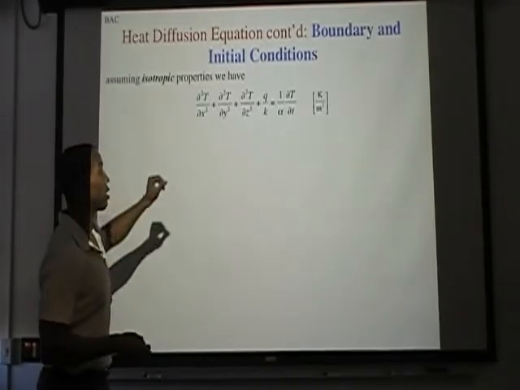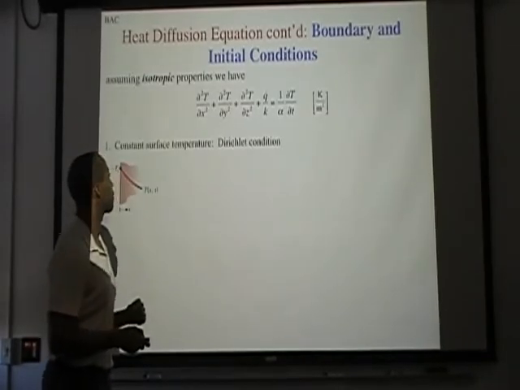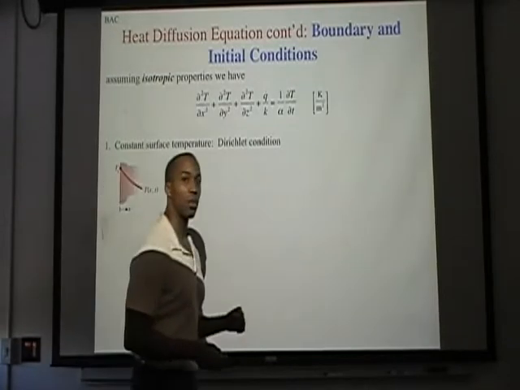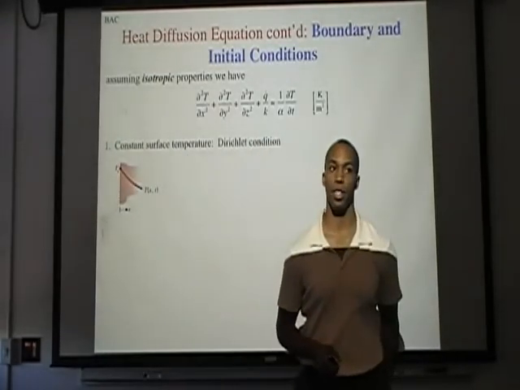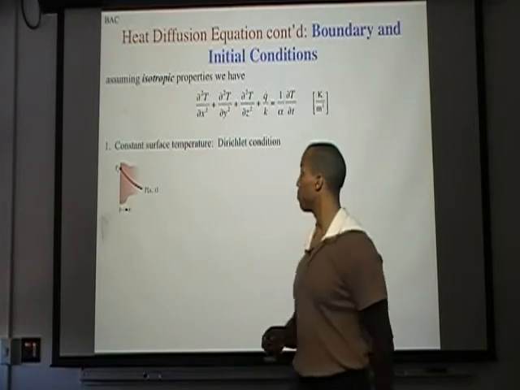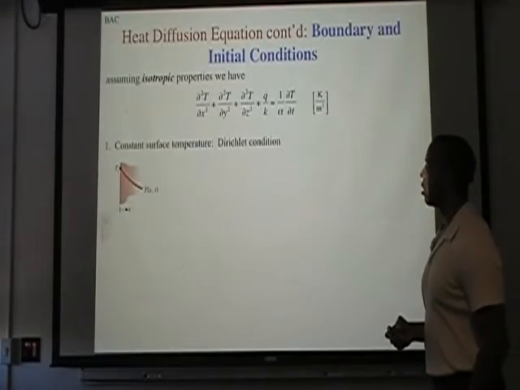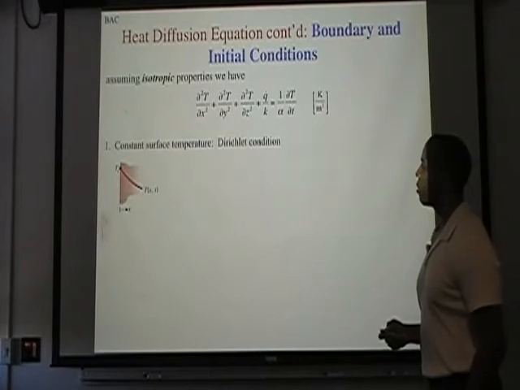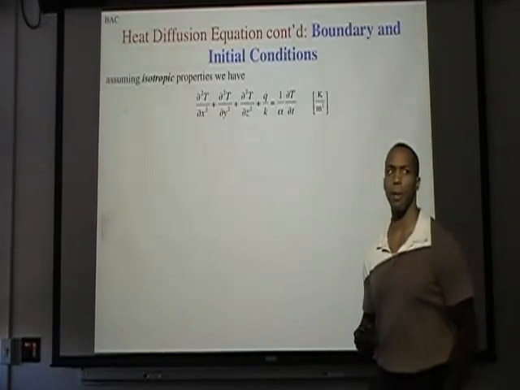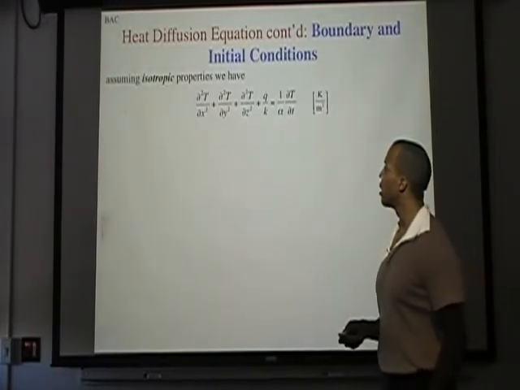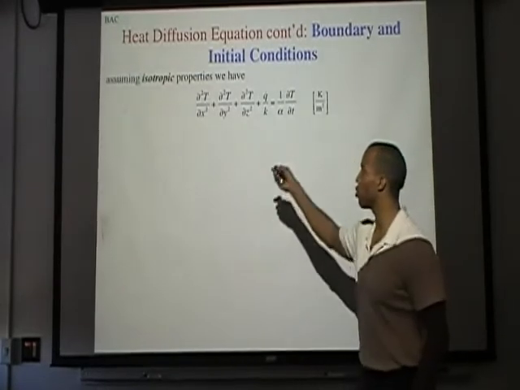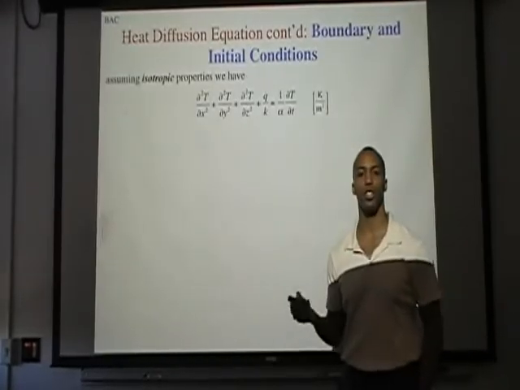So this is the equation again, assuming isotropic properties. Let's start with the boundary conditions. Let's look at the boundary conditions for this equation. Well, before I go there, let me ask a question. For this general form of the equation, how many boundary conditions do we need?